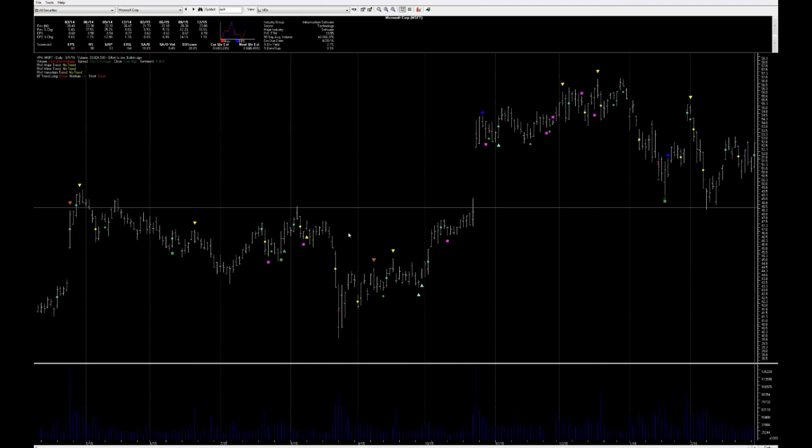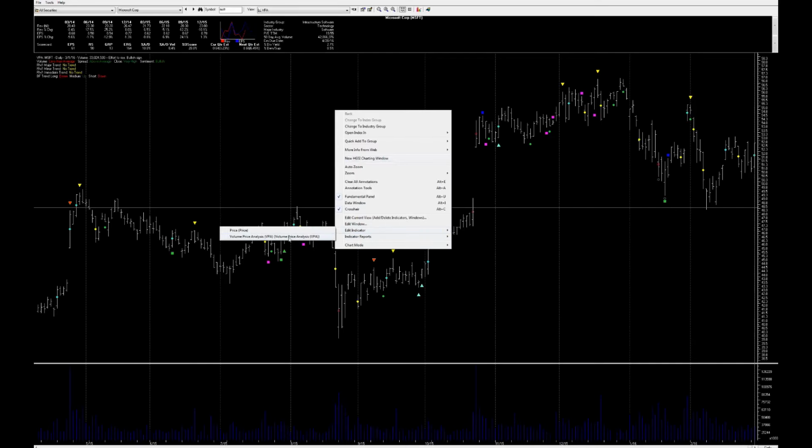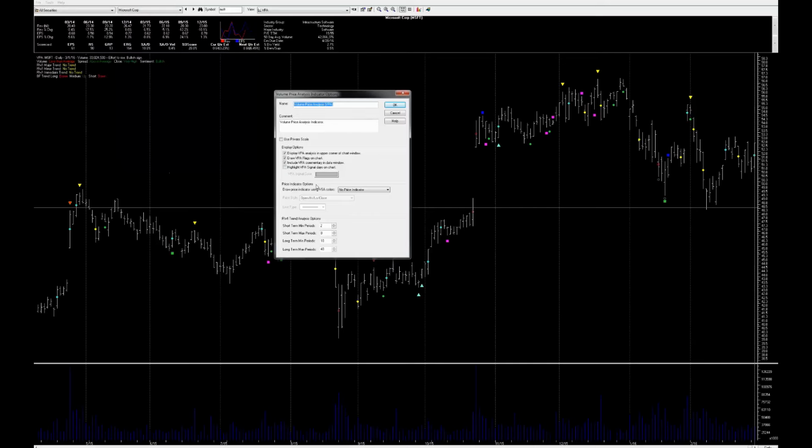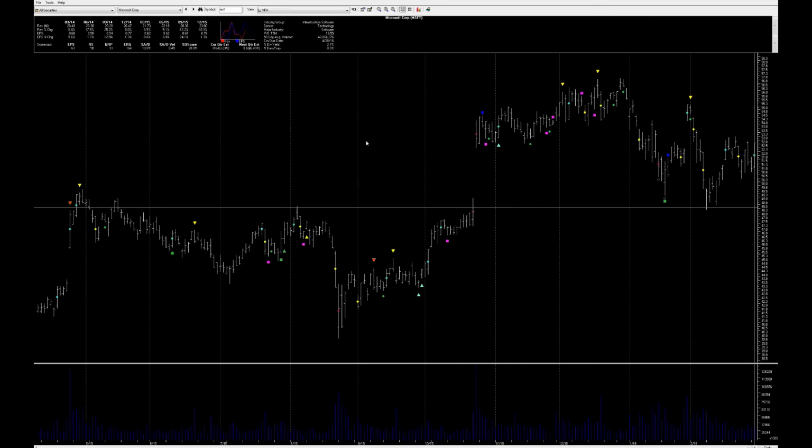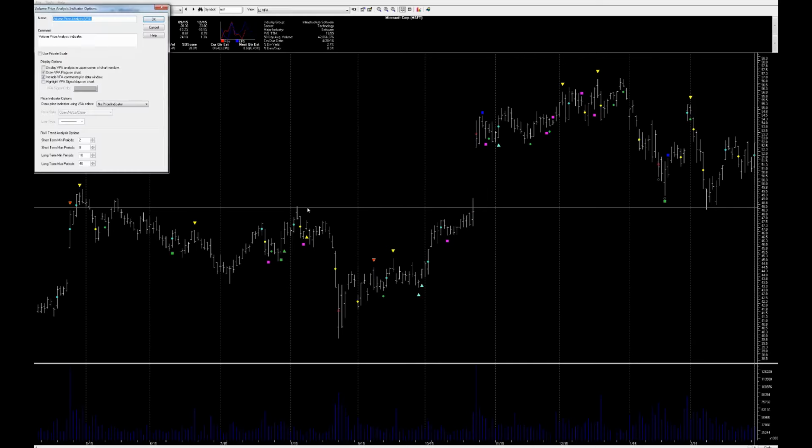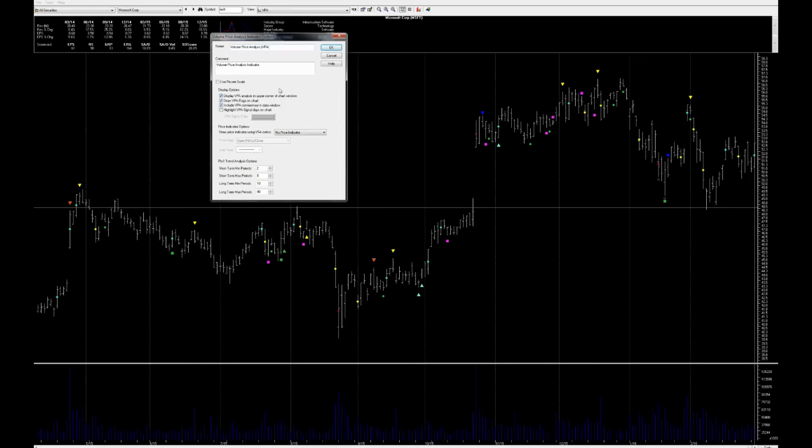They're colored, and obviously the colors work better on a black screen. The VPA indicator also has this text box by default that's turned on. Inside the indicator, if you go here and edit the indicator options, this will display the VPA analysis in the upper corner of the chart window. That's what this text box over here is. So if you don't want to see this box, you can turn that off, and it'll take the box away. The box generally, though, has useful enough information that I think most people are going to want it.